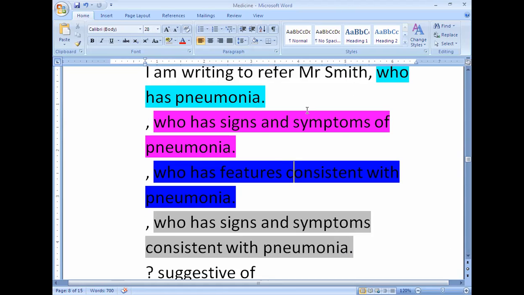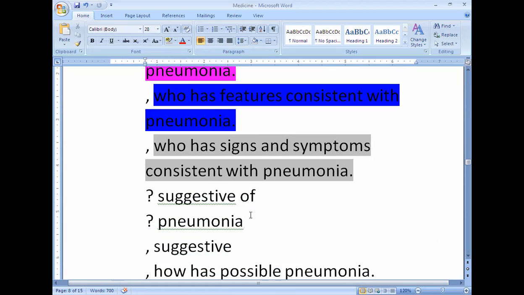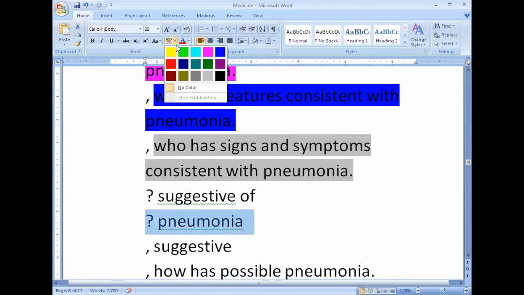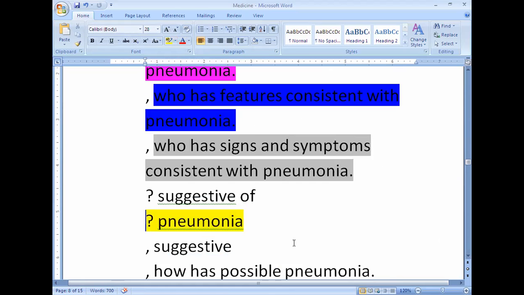Sometimes we can also add who, if it is a discharge letter, who has been treated for pneumonia, who was admitted for pneumonia. If there is a question mark with pneumonia, what does this mean, Dr. Khalid? It means not a confirmed diagnosis. Can we use the word consistent with this?